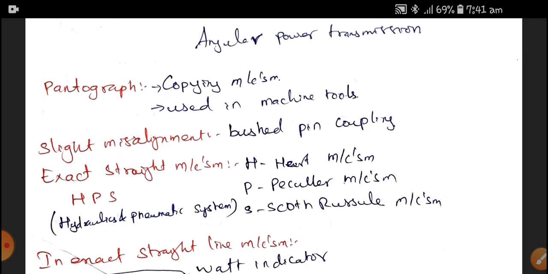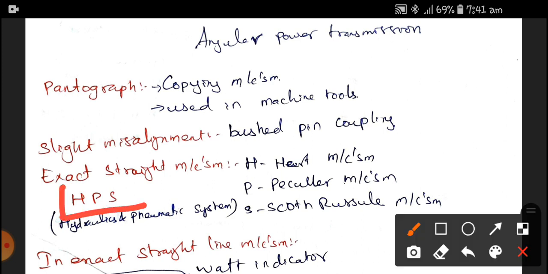Next is the exact straight line motion, and for slight misalignments, Oldham's coupling as well as bushed couplings are used. For the exact straight line mechanism, there are three mechanisms to provide very exact straight line motion: the Hart mechanism, Peaucellier mechanism, and Scott-Russell mechanism. Here we can understand by means of two things. One is that hydraulics and pneumatic systems are interesting subjects in the mechanical engineering branch. Therefore, H indicates Hart, P indicates Peaucellier, and S indicates Scott-Russell.